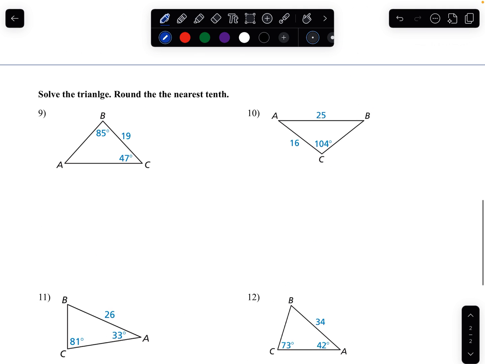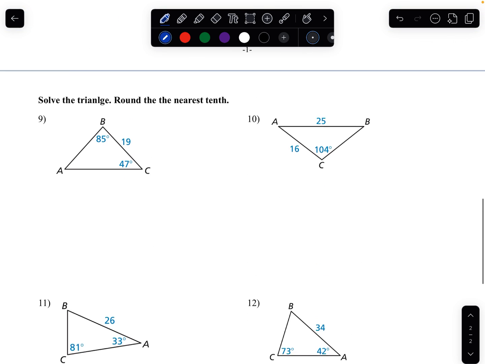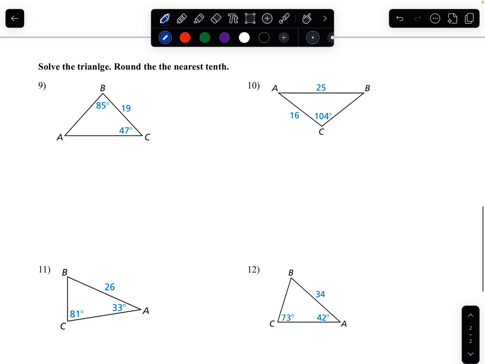All right, for 9, this is actually using the law of sines. I'll go through a couple examples here, but not all of them. So in this case, I have an angle, side, angle. The first thing, whenever you have two angles, is that it's always easy to solve for the third angle. You're just going to do 180 minus 85 and minus 47. So I know that this angle is 48. And now I'm going to solve for these two sides right here.